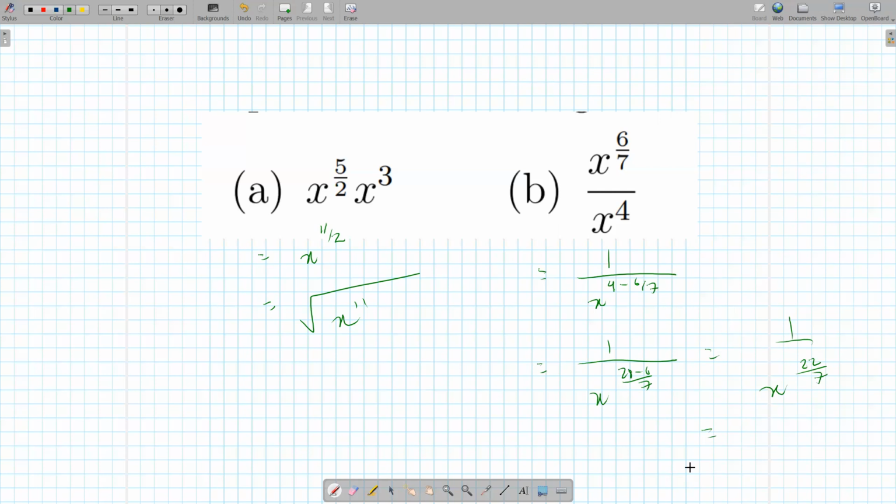What's the final answer? I'm gonna write this in radical form. X to the power of 22. The root of 7. Yeah, good, perfect. There we go. 7th root of x to the power 22.